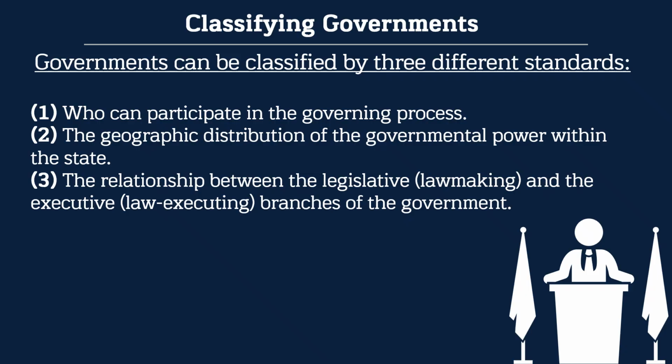Governments can be classified by 3 different standards. Number 1, who can participate in the governing process. 2, the geographical distribution of the governmental power within the state. And 3, the relationship between the legislative branch, or the lawmaking branch, and the executive branch, which executes the laws.